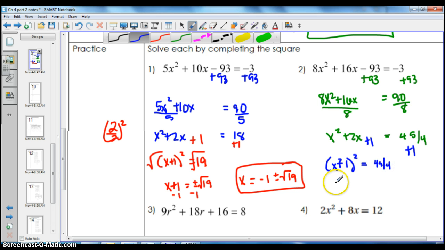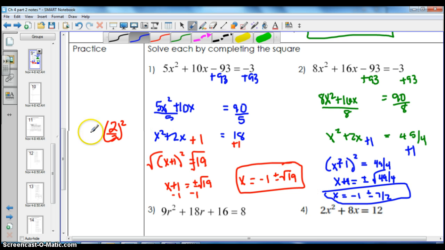And then do the square root. So x plus 1 equals, there we go, plus or minus square root 49 over 4, which we can actually do the square root of both of those. So it is x equals negative 1 plus or minus 7 halves.